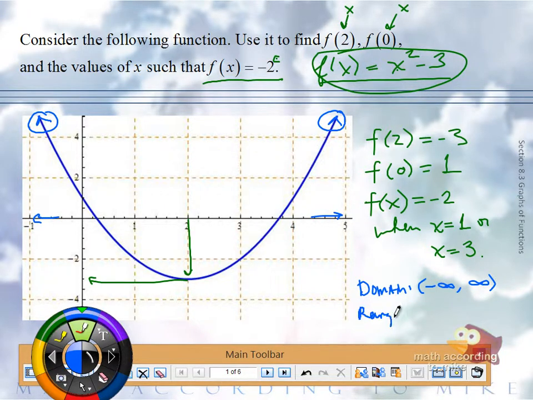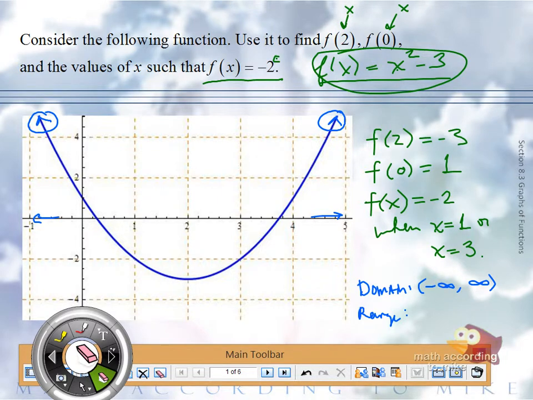Range is bottom to top. How far down on the y-axis does the graph go? Negative 3. Do we include the negative 3? How do I tell the viewer to include the negative 3? Bracket. Comma. How far up on the y-axis does the graph go? Infinity. Goes up forever.